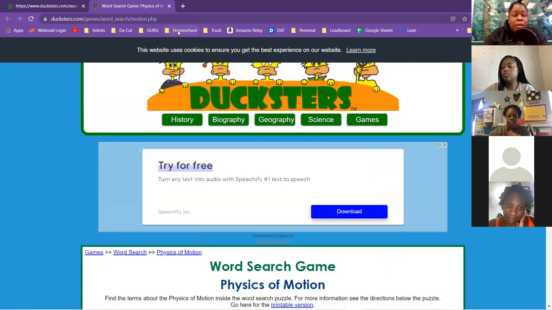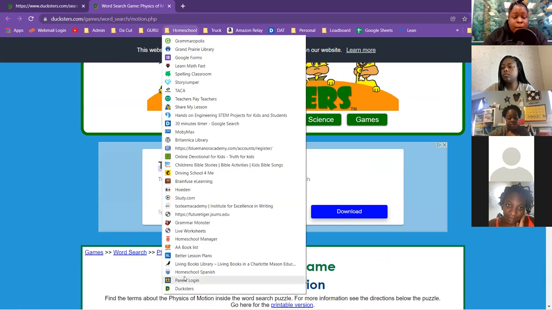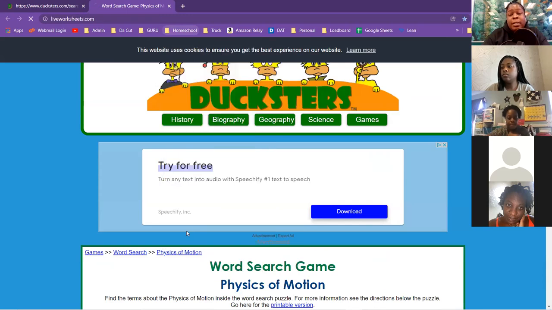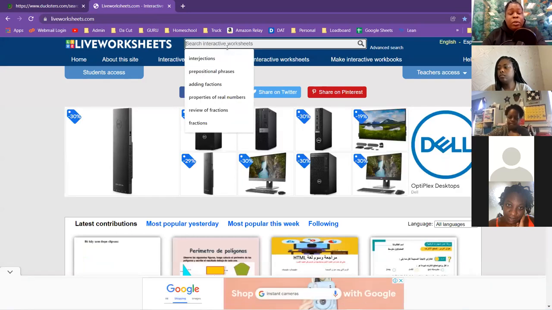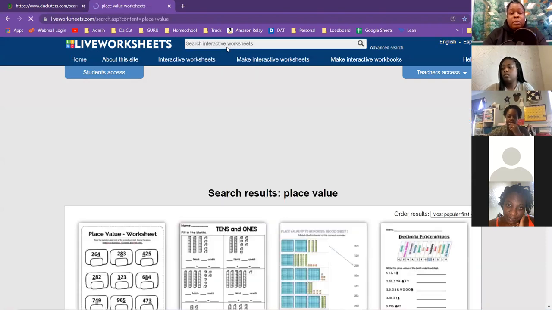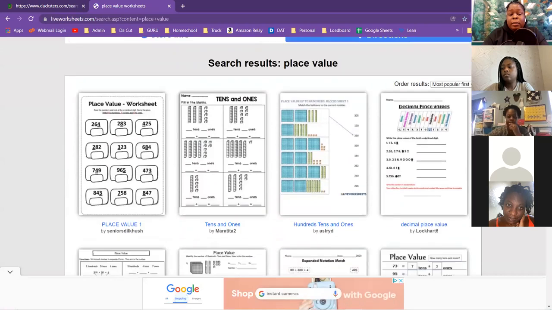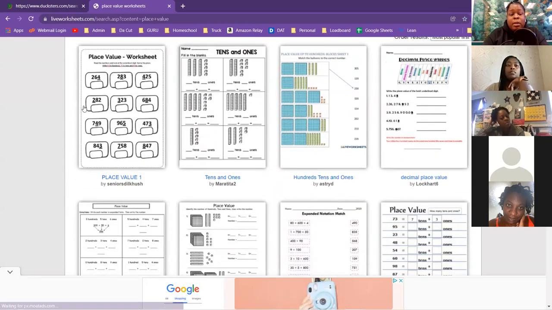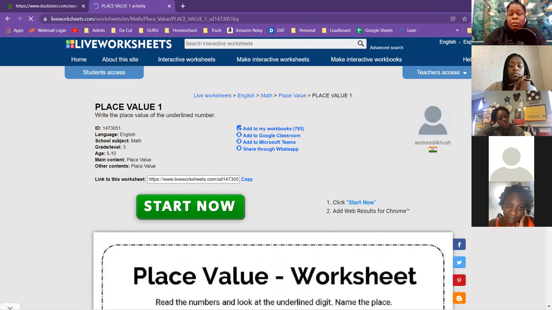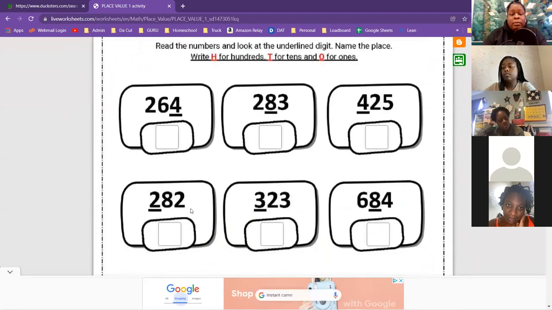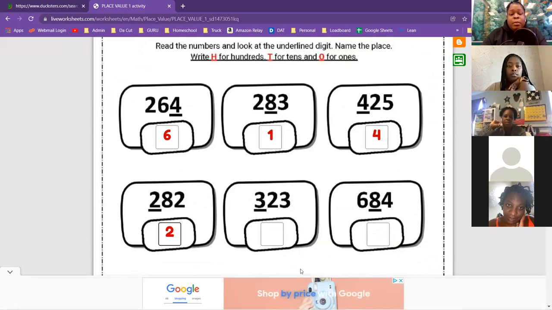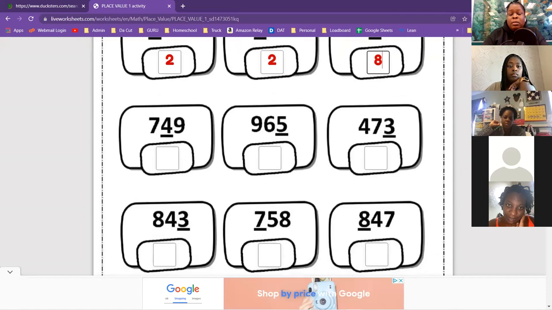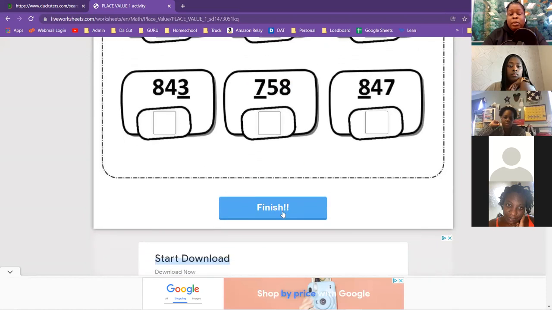Okay. Another one that you can do is Live Worksheets. I like this one. So say for instance, we're working on place value. It's liveworksheets.com. If I enter in place value, it'll pull up digital worksheets for me for them to do. And just click on one. All right. And I'm just going to enter in some wrong answers and some right answers, so you see what's going on. So I enter the answers in all the way down. It says click finish.